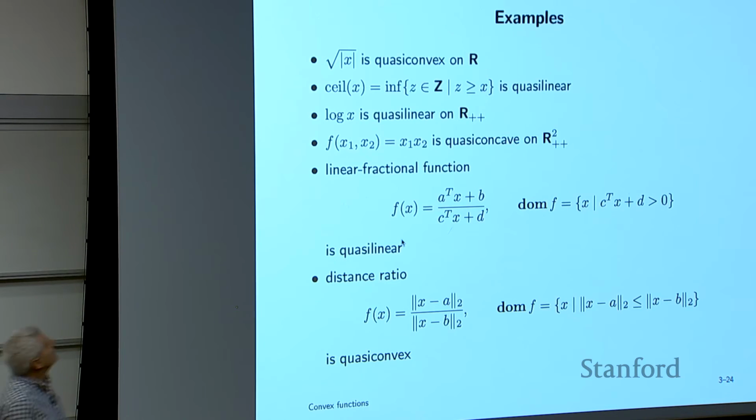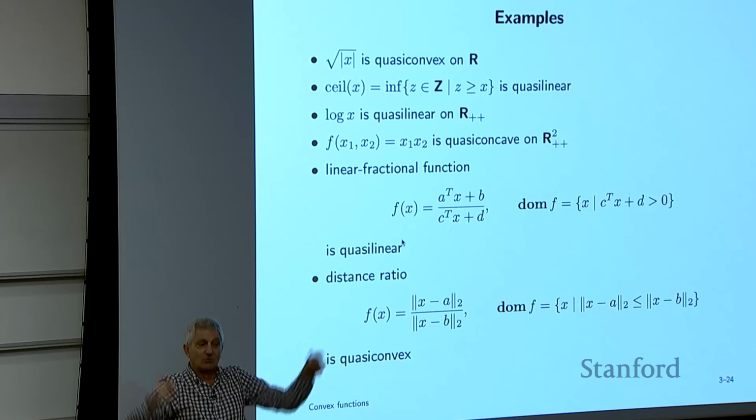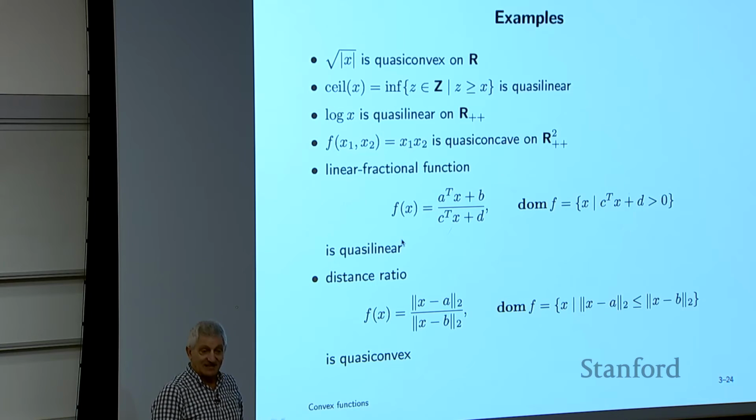Okay, so let's look at some examples. Well, square root of absolute value of z, everybody can picture that, looks like this, right? Well, it's obviously not concave, it is not convex, but it is quasi-convex. It's also, by the way, quasi-concave, I think. Is it? No, it's not. Sorry. It's quasi-convex.